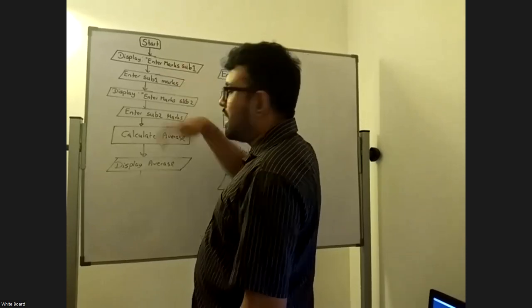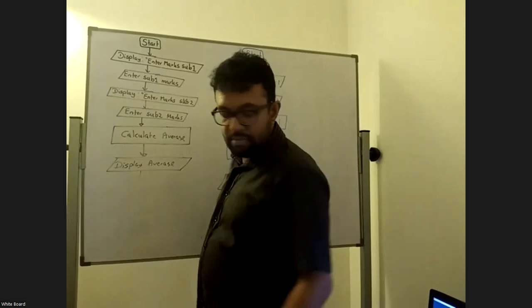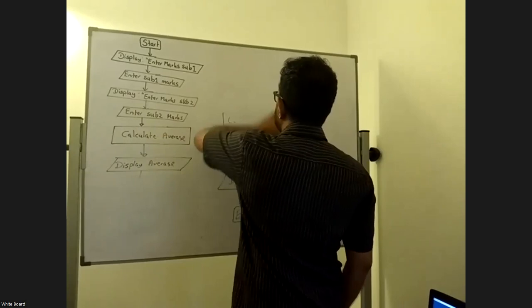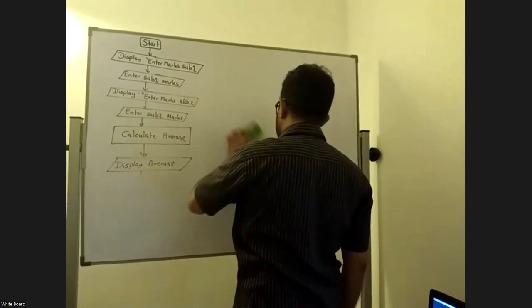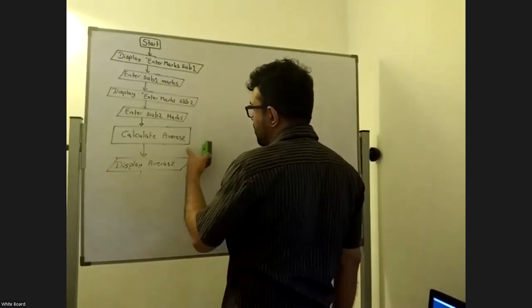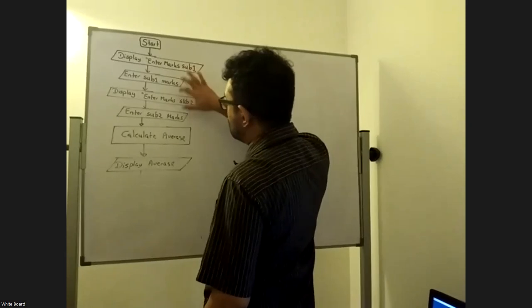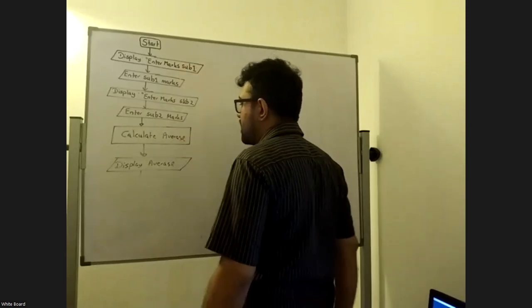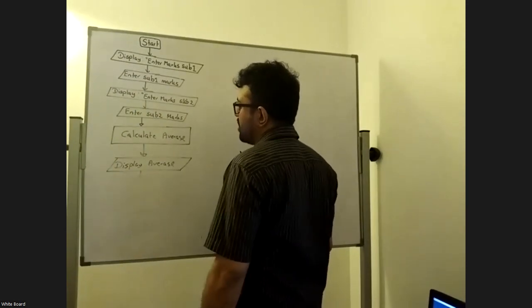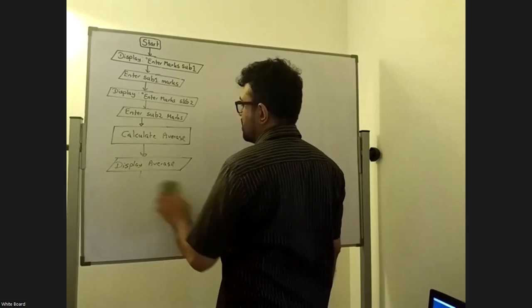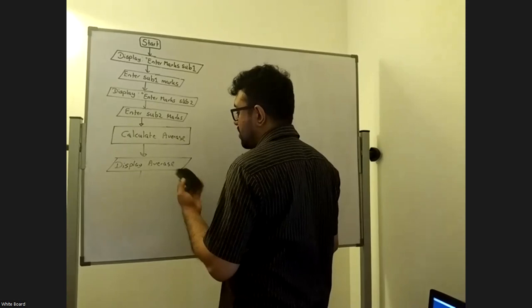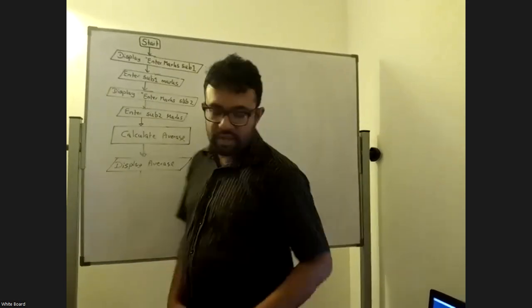Then you have to again display to the user enter marks for the second subject. Again, you have to then enter the mark for the second subject. After that, you have to calculate the average using these two marks that are entered, and then display the average. That is the entire flow of the flow chart for entering the marks of two subjects and calculating the average.